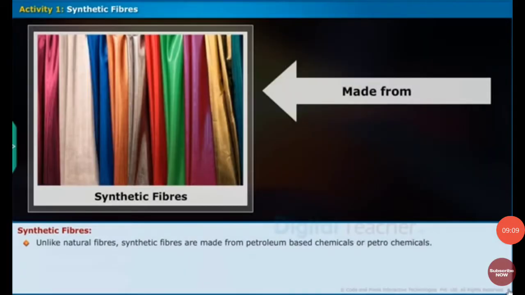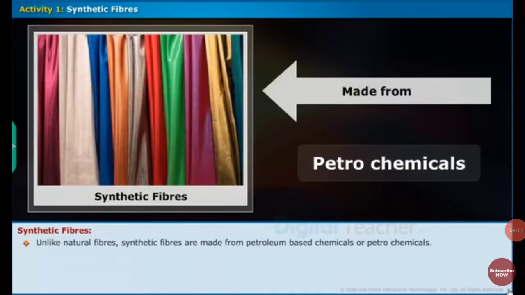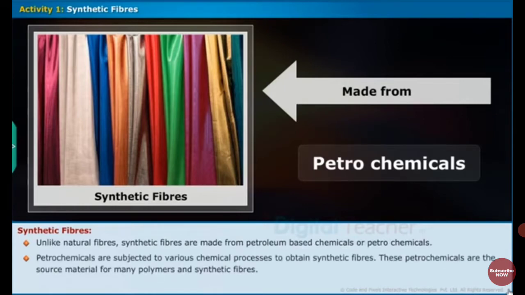Unlike natural fibers, synthetic fibers are made from petroleum-based chemicals or petrochemicals. Petrochemicals are subjected to various chemical processes to obtain synthetic fibers. These petrochemicals are the source material for many polymers and synthetic fibers.